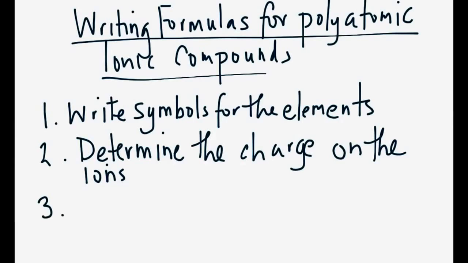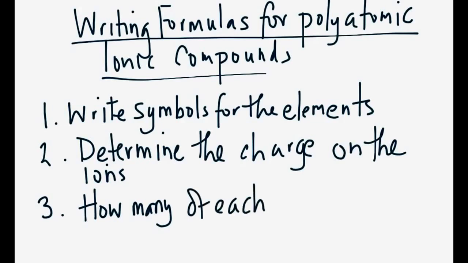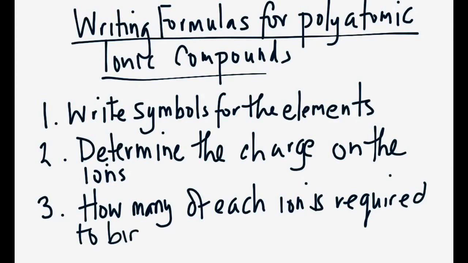Now, this is where I'm going to write two different steps. I'm going to do it for the zero-sum rule first. So, how many of each ion is required to bring the total charge to 0?